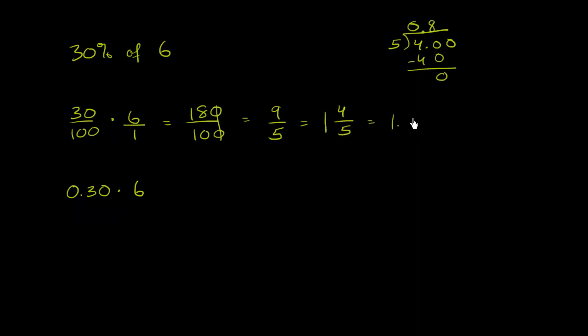You got the 1 there. This is the same thing as 1.8. Which you would have gotten if you divided 5 into 9. You would have gotten 1.8. So 30% of 6 is equal to 1.8. And we can verify it doing this way as well.